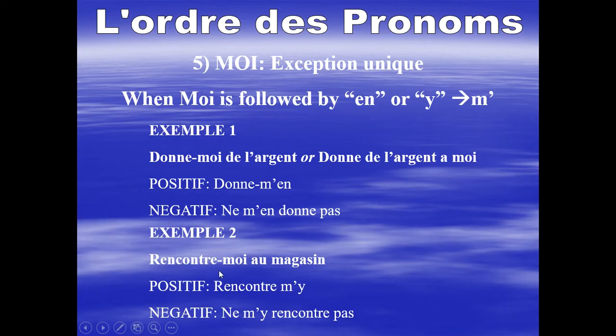Example number 2, rencontre-moi au magasin becomes rencontre-m'y, because this means meet me at the store. Moi gets replaced with m apostrophe, it's a reflexive pronoun. And then au magasin gets replaced with y, it's a location. And then au négatif, it's ne m'y rencontre pas.